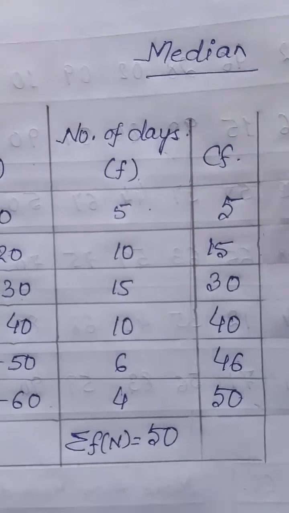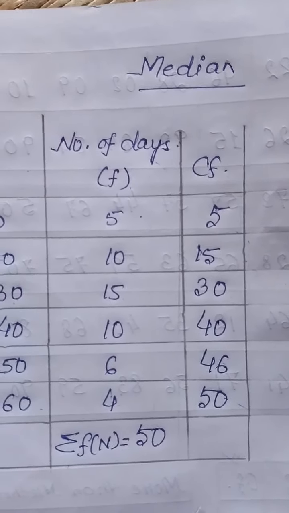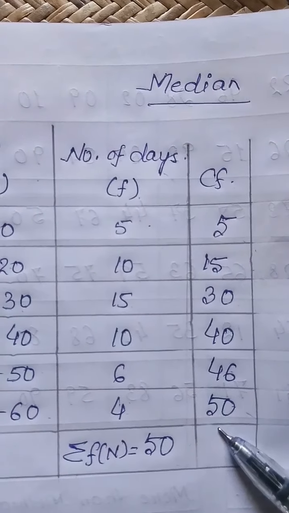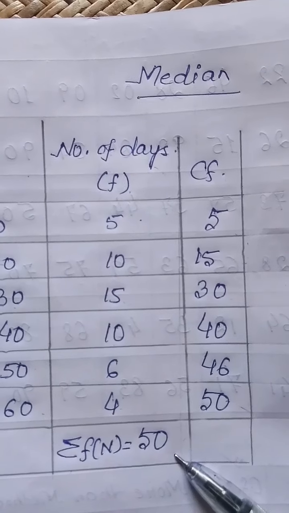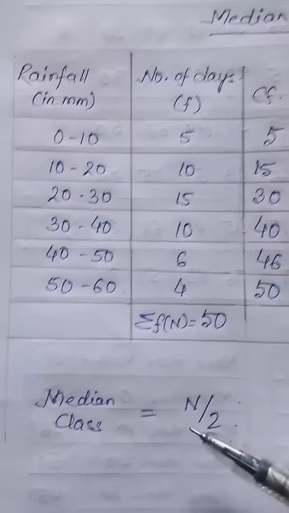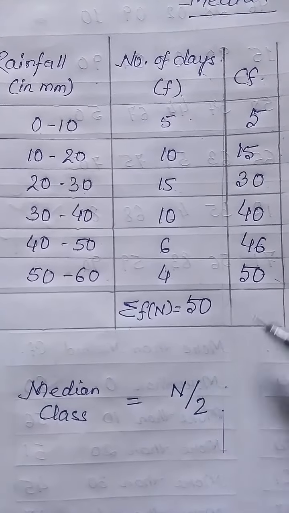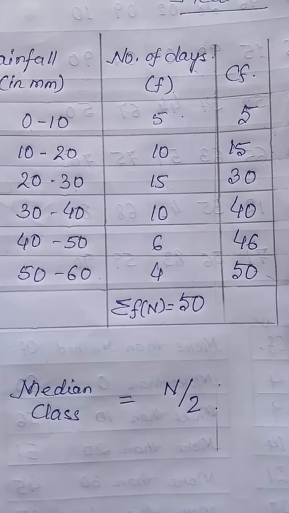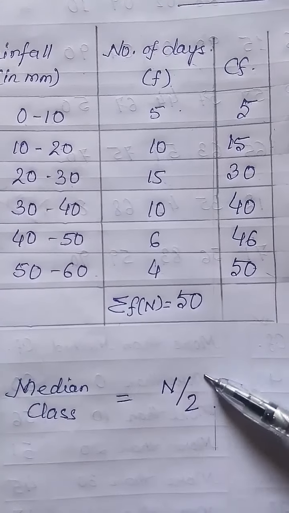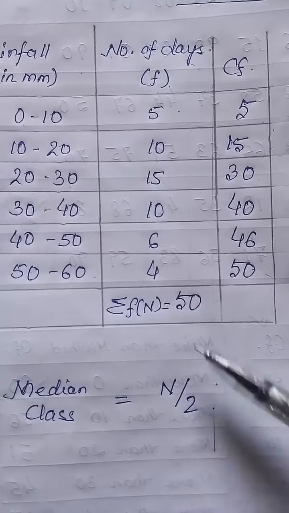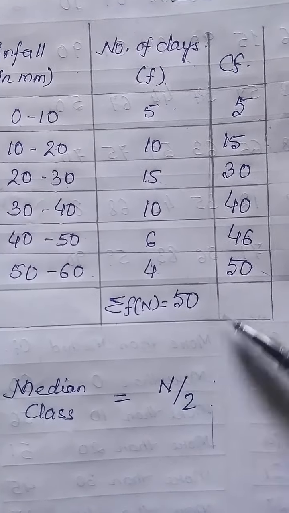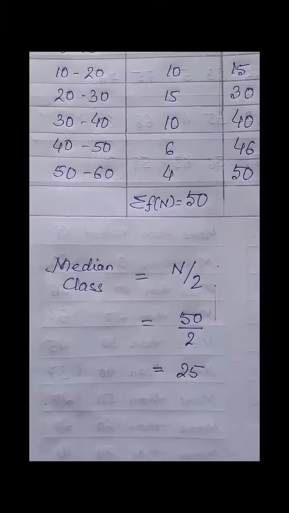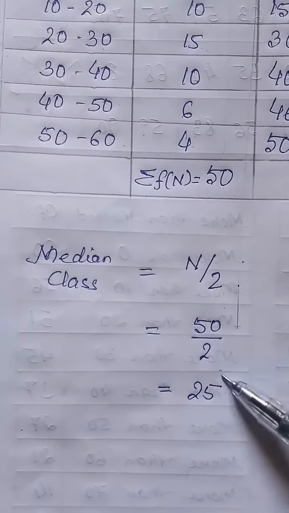So our total cumulative frequency is 50. 50 means an even number, right? So for finding the median class, we will use the formula n by 2, because it is even. If it were odd, I would have used n plus 1 by 2. Because it is an even number, I have used n by 2. So here n is 50 divided by 2, and after solving this, we get 25.